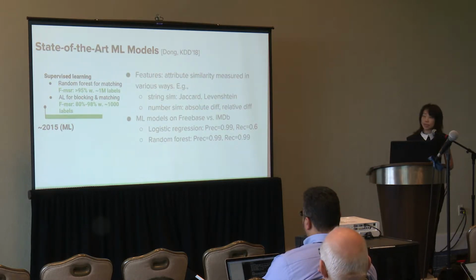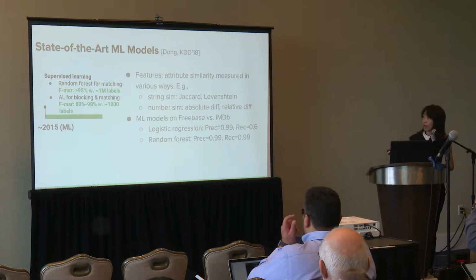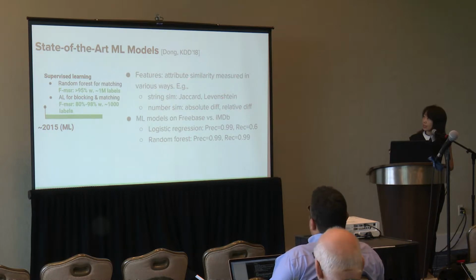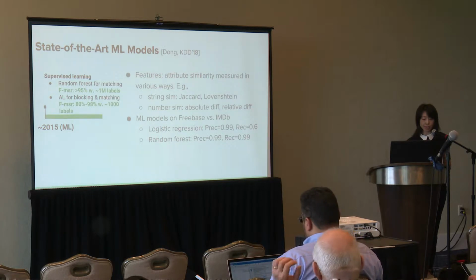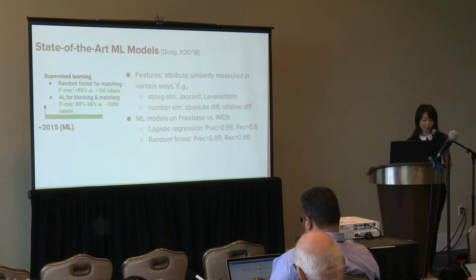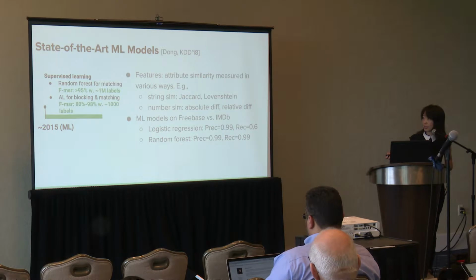Okay, so as mentioned, because of the time, I will only talk about some very recent techniques rather than the whole history. This is less of a paper, and more of a talk about how to use random forest for matching. The features for the machine learning model are attribute similarities measured in various ways. It could be string similarity measured in Jaccard similarity or Levenshtein distance, or number similarity like absolute difference and relative difference. Then we apply machine learning models, and this includes logistic regression and random forest.